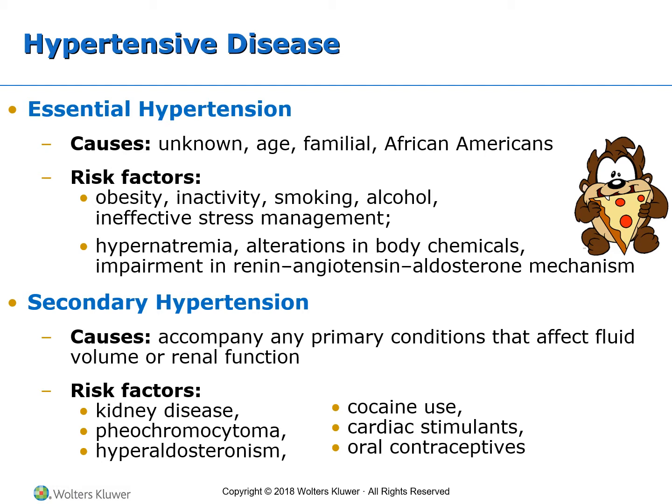Essential hypertension may also develop from alterations in other body chemicals. Defects in blood pressure regulation may result from an impairment in the renin-angiotensin-aldosterone system. Renin is a chemical that the kidneys release to raise the blood pressure and increase vascular fluid volume in response to low blood pressure in the kidneys, or low perfusion in the kidneys.